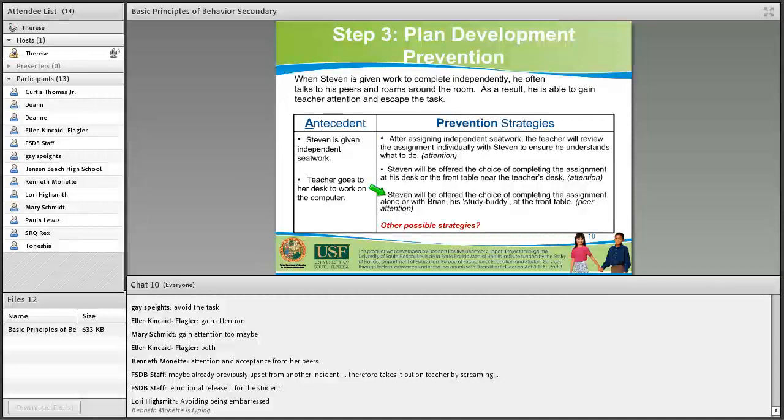Do you guys have other prevention strategies that you might try with Stephen? Things that would address either one of these antecedents. The fact that he's given independent seat work, can you change something about that? Or can you change something about how the teacher behaves so that you prevent the problem behavior of roaming the room?